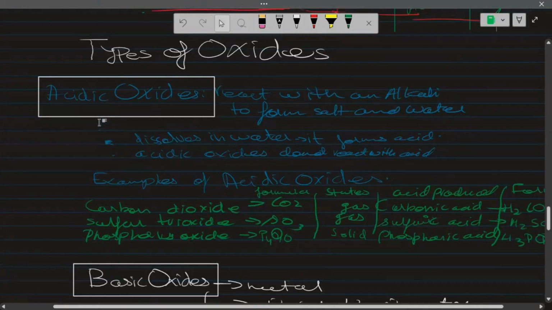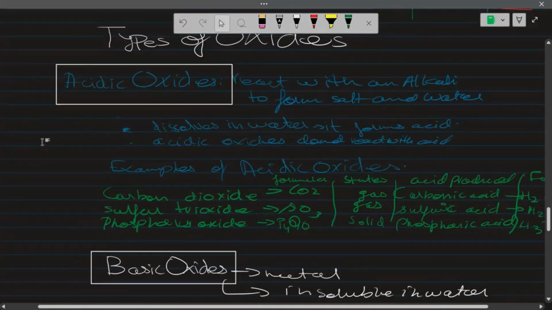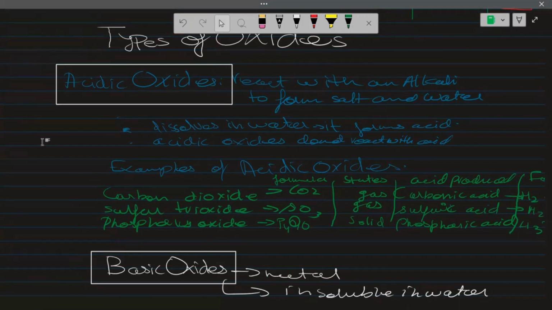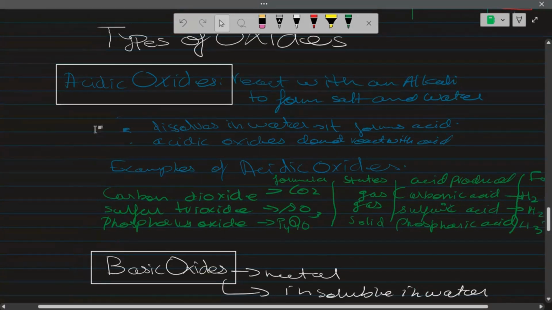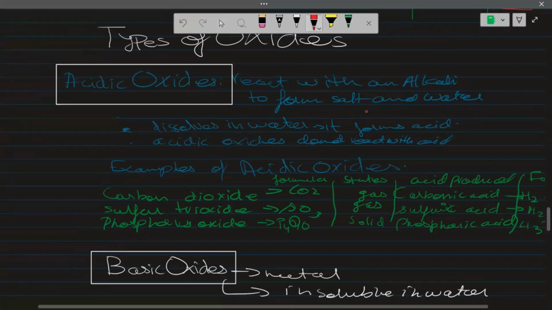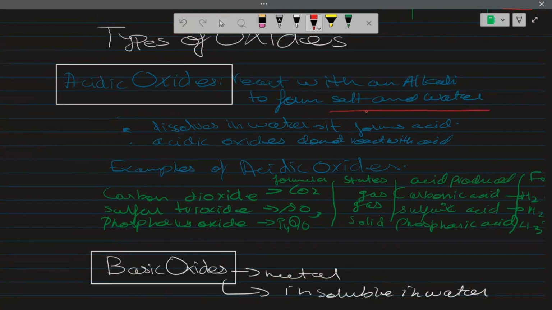Now we are going to do types of oxide. There are four types of oxide: acidic oxide, basic oxide, amphoteric oxide, and neutral oxide. So what is an acidic oxide? Acidic oxides are those oxides which react with an alkali to form salt and water. When they dissolve in water, they form acid, and acid does not react with acid.